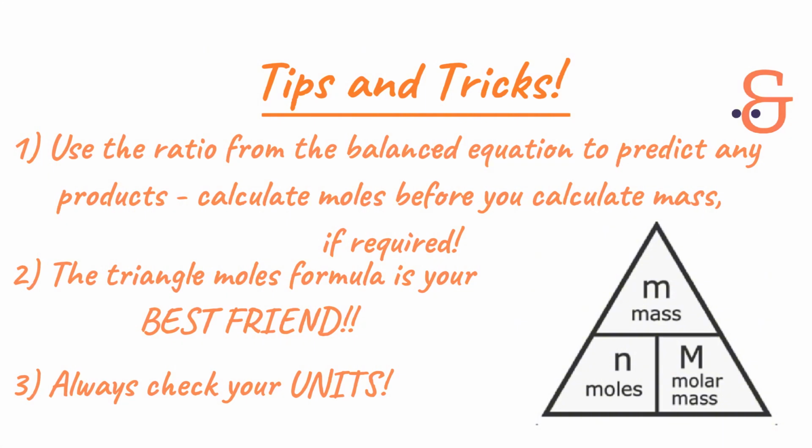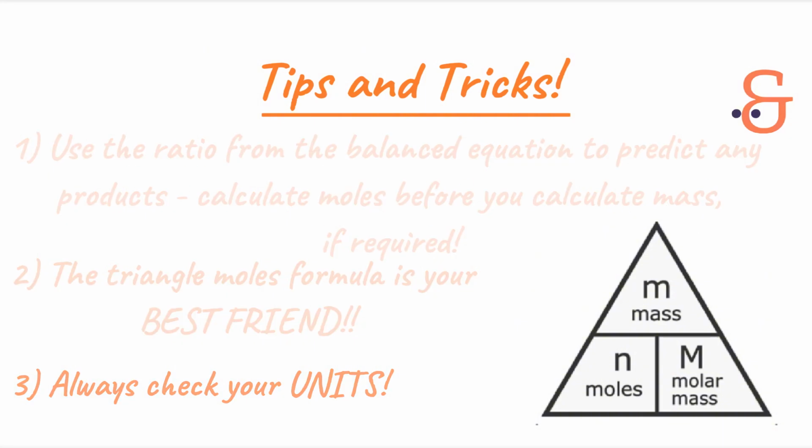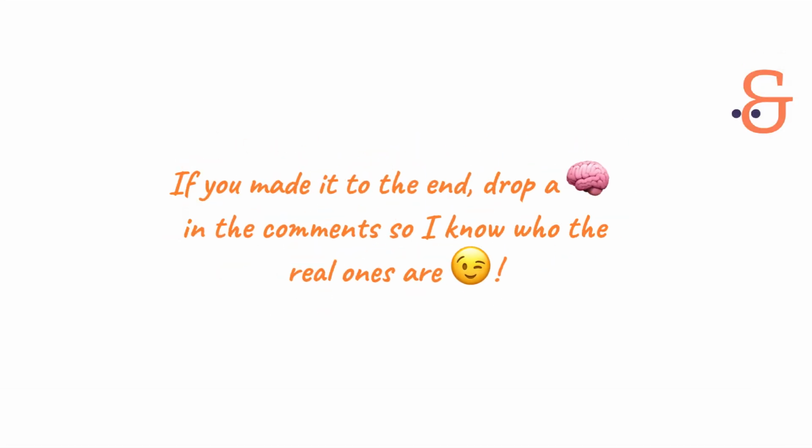And lastly, find the limiting reactants with ratios. If a question ever asks you to find the limiting product, or which product is going to run out first, or anything along those lines, just look at the ratio of moles in the balanced equation and you'll know exactly what will run out first. So to wrap this up, I really hope this made moles click.